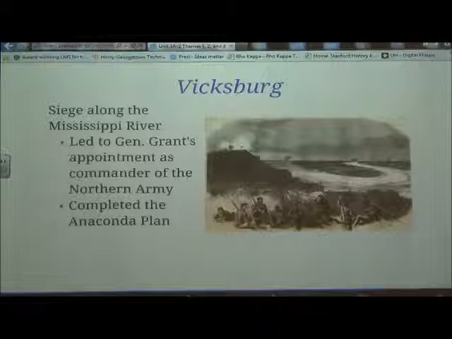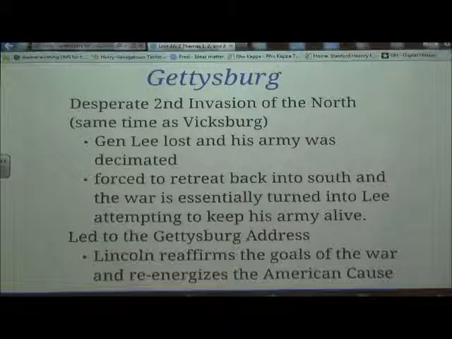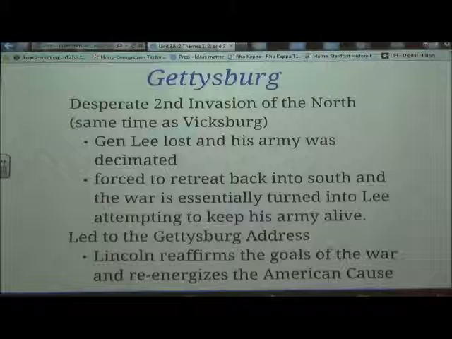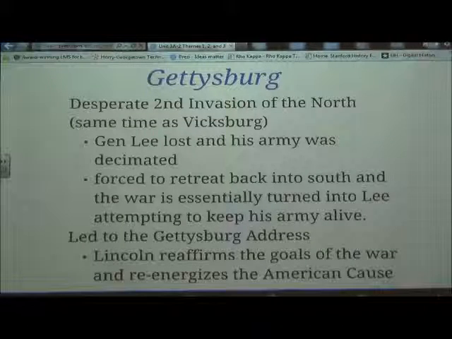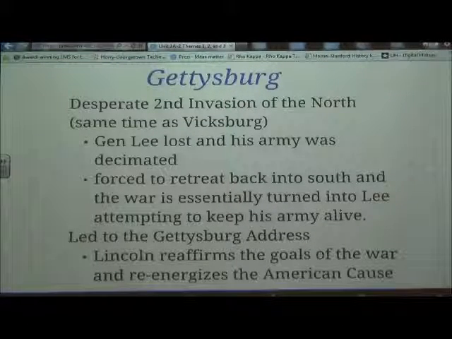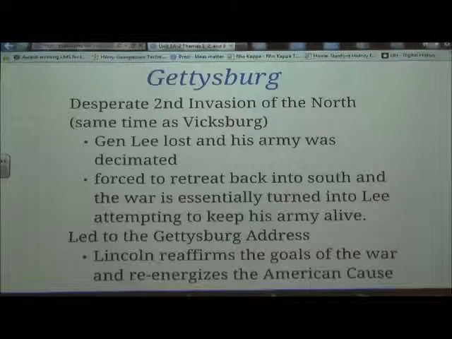The victory here led to General Grant's appointment as commander of the Union Army. The Battle of Gettysburg happened within a couple of days of the victory at Vicksburg. This was the desperate second invasion into the North by the Confederacy, again trying for that alliance with the British, trying to prove that they were worthy allies.